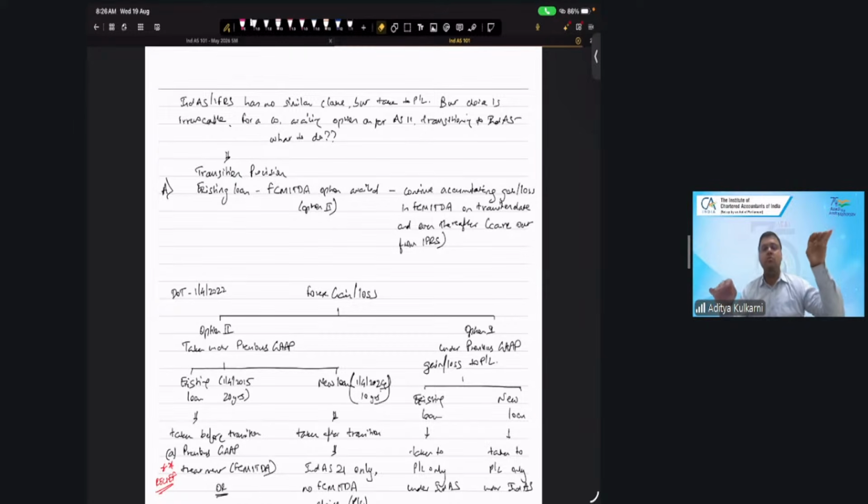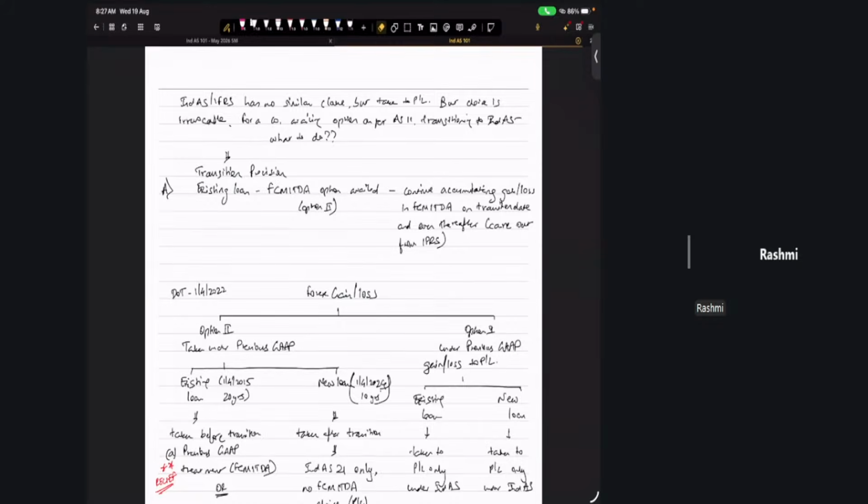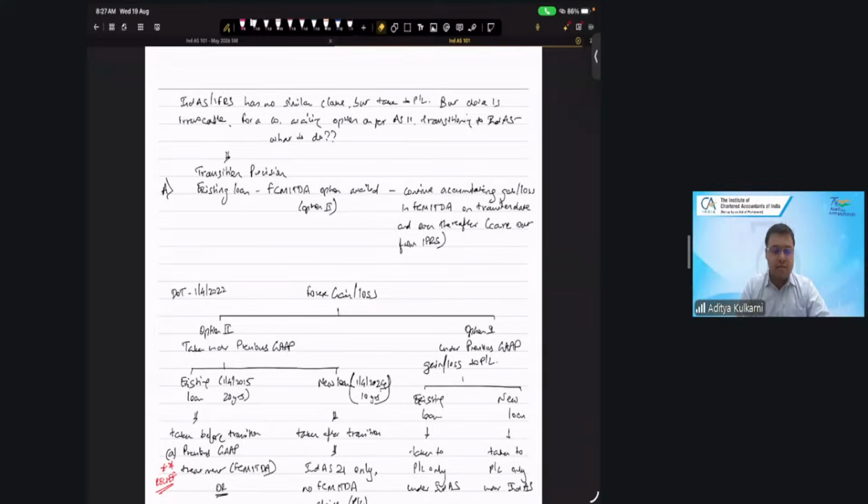Now, both of these are meeting on the date of transition. Can I say that there is a conflict on the date of transition? Yes. Now, when there is a conflict on the date of transition, Ind AS 101 had to come up with guidance.